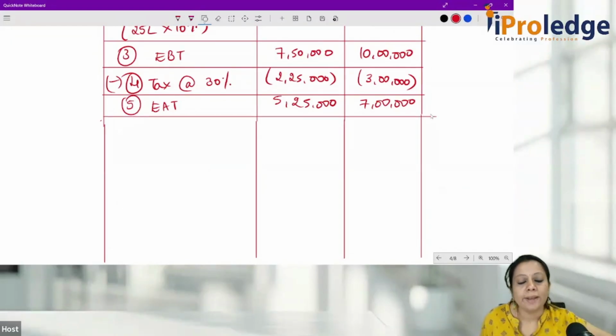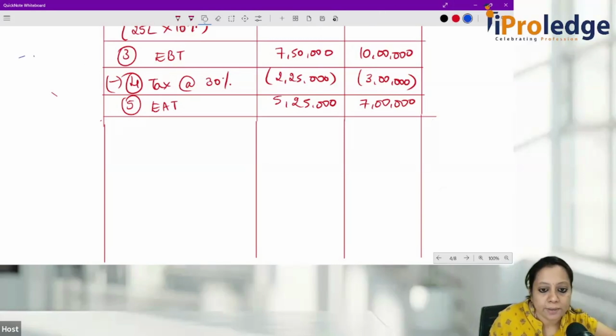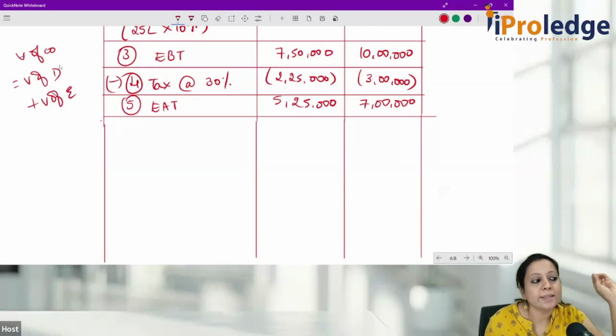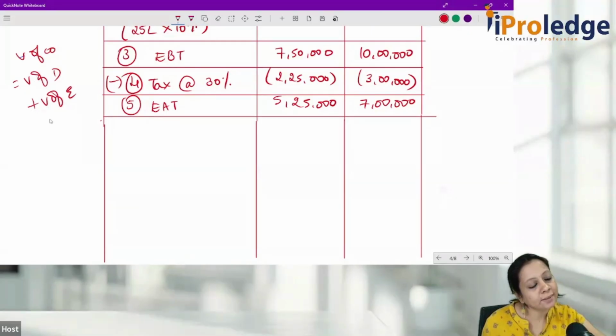Why are you doing all this? Because of how you have to think in the exam. Value of company is equal to what? Value of company is nothing but value of firm, that is equal to value of debt plus value of equity. Value of equity is what? Earnings available to equity shareholders divided by KE.